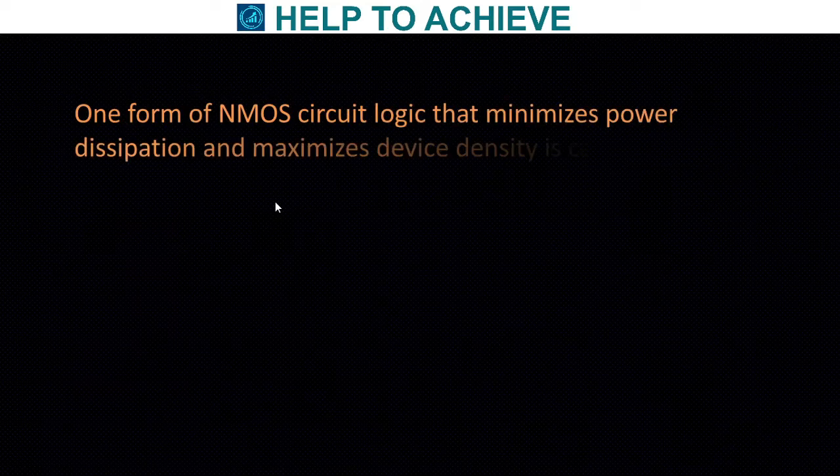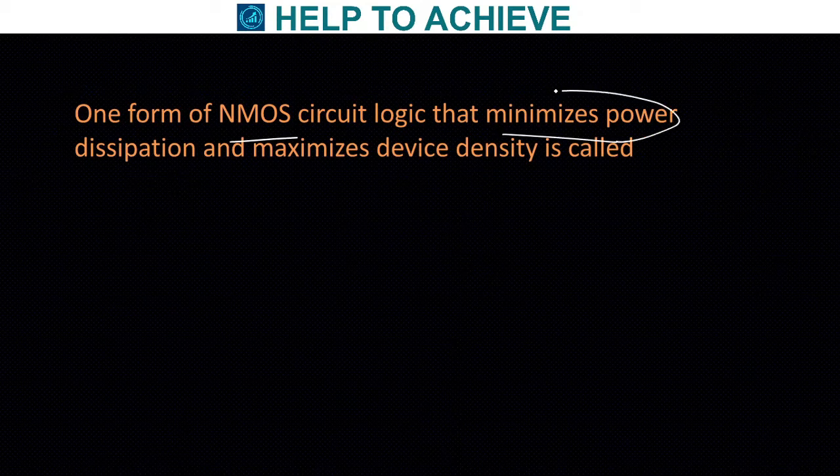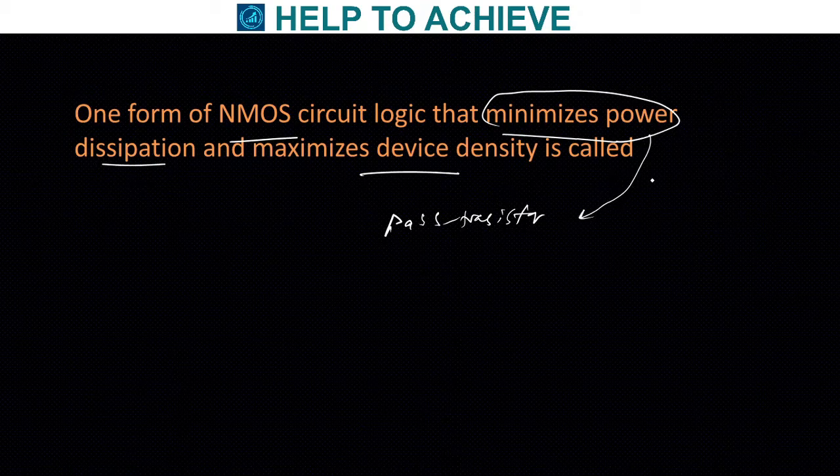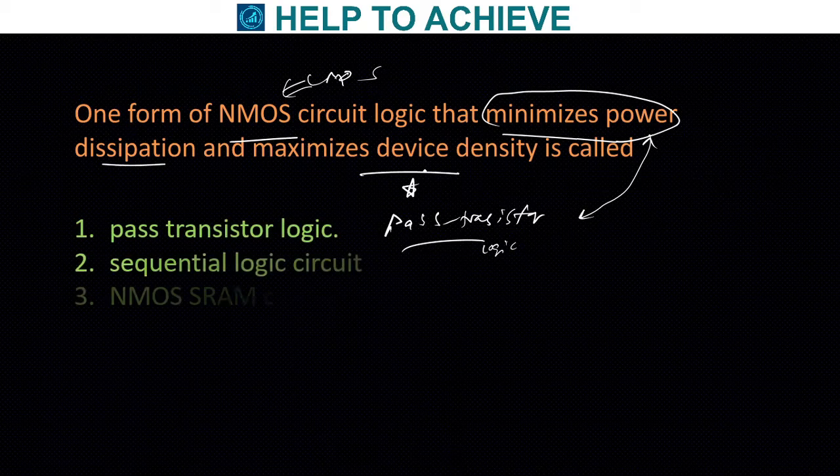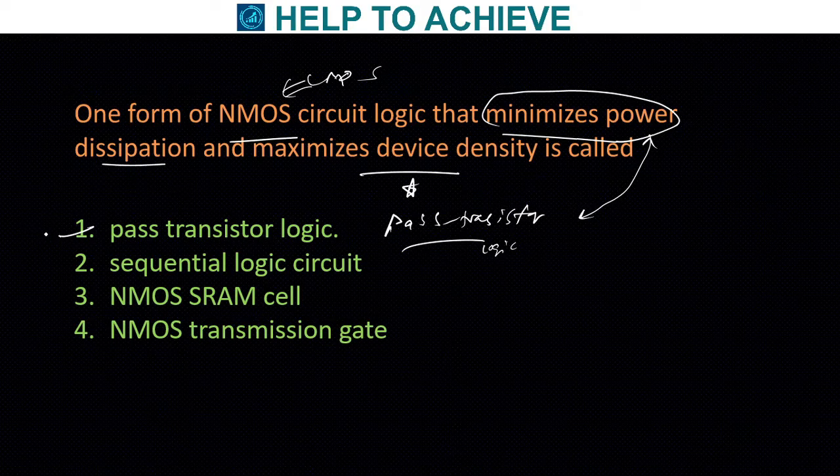Next, one form of MOS logic circuit that minimizes the power dissipation and maximizes the device density is, there is one special configuration which is known as a pass transistor configuration, where the power dissipation can be reduced in the case of these CMOS circuits. Since NMOS is one of the configurations of these CMOS circuits, pass transistor logic is used for this, which also maximizes the device density. So from the given options, the correct answer is the pass transistor logic.